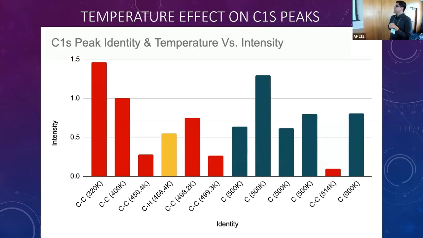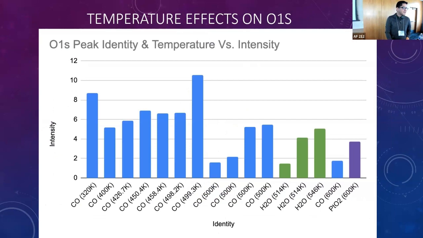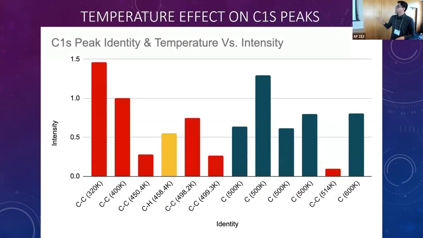And then for the carbon 1s peaks, this is what I found. There are fewer peaks because some of them were all the way at the bottom, so we couldn't really get any information from them. The red ones represent CC bonds that were formed during the reaction. The yellow ones represent CH bonds, and the black ones are atomic carbon that was found on the surface.